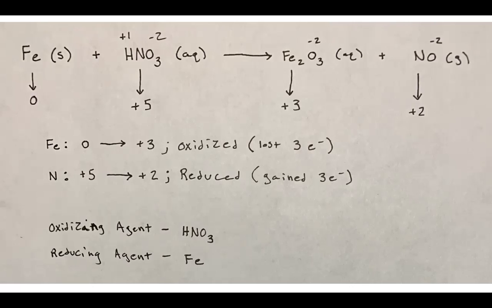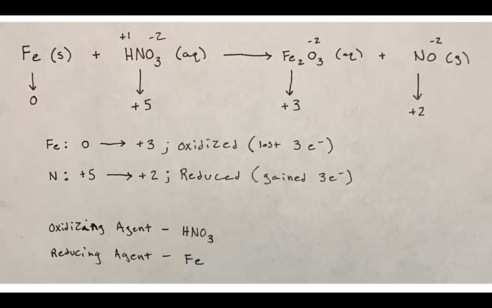Okay, nitrogen went from an oxidation number of +5 to +2, meaning it was reduced. And if it was reduced, that means it gains electrons. How many? The difference between 5 and 2 is 3, so gained 3 electrons. Okay, what's the oxidizing agent? Remember, the oxidizing and reducing agents aren't elements, they are reactants. And so the oxidizing agent is the whole reactant that contains the element that's reduced. Nitrogen is reduced. What reactant is nitrogen a part of? HNO3. Nitric acid would be your oxidizing agent.